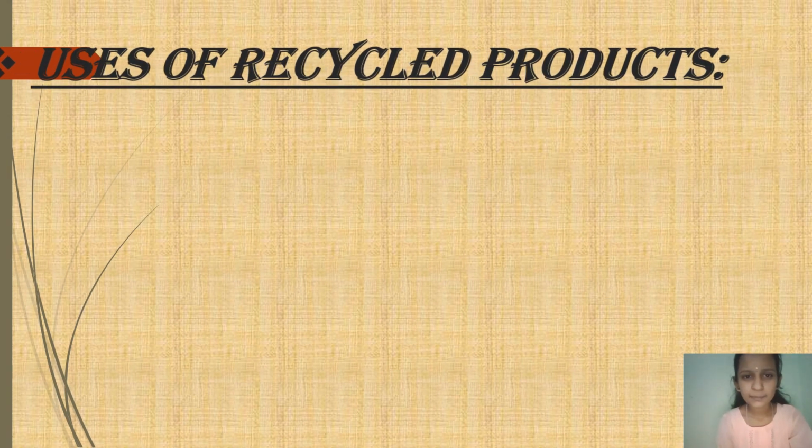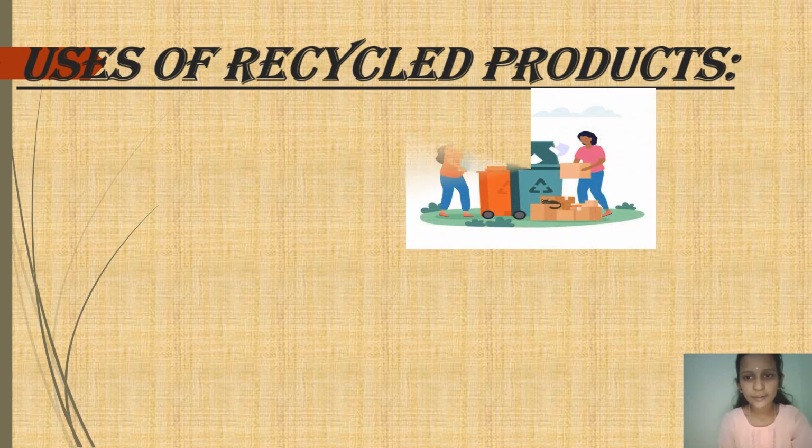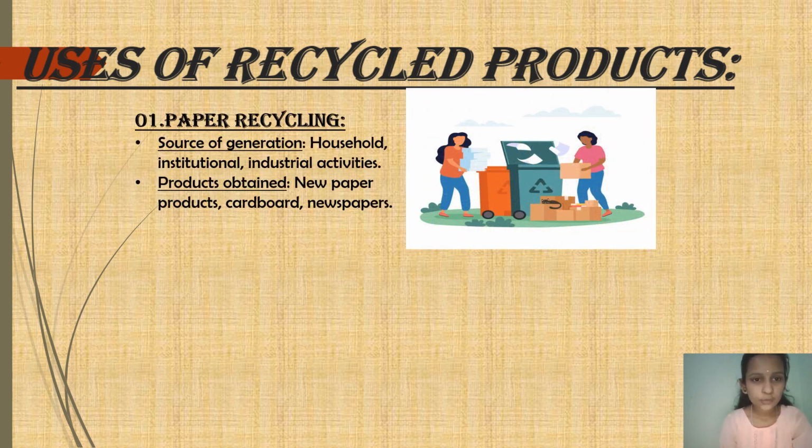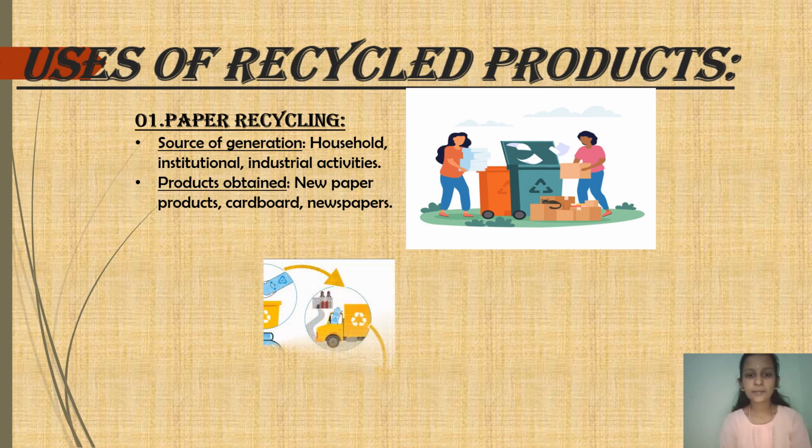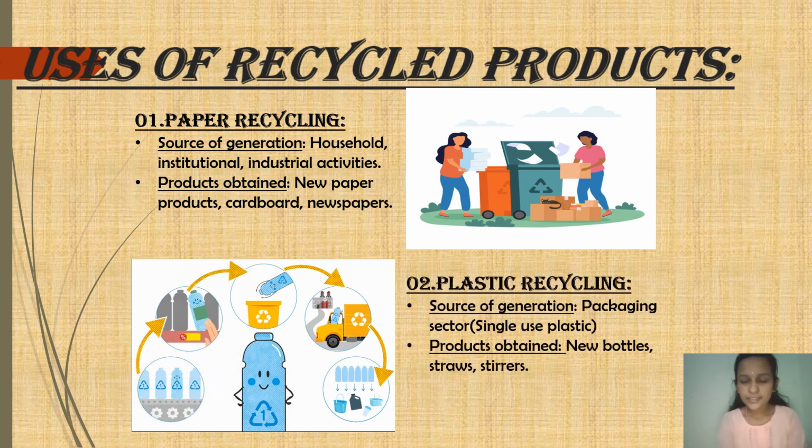Most products can be recycled and its uses have a wide range. Mainly, it includes paper recycling. The source of paper waste is mainly household, institutional and industrial activities. After the recycling process, the products obtained will be new paper products, cardboard, newspapers, etc. Next, plastic recycling. The source of generation is majorly the packaging sector, and the new products obtained will be new bottles, straws, stirrers and many others.